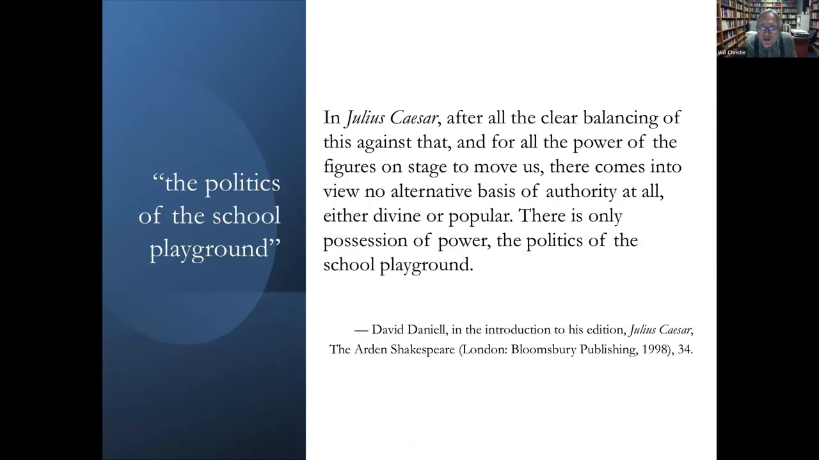In Julius Caesar, after all the clear balancing of this against that, and for all the power of the figures on stage to move us, there comes into view no alternative basis of authority at all, either divine or popular. There is only possession of power. The politics of the school playground. Shakespeare betrays a fascination with politics in the broadest sense, as I said earlier, but the play doesn't clearly endorse either the Republican conspirators or the tyrant they assassinate.